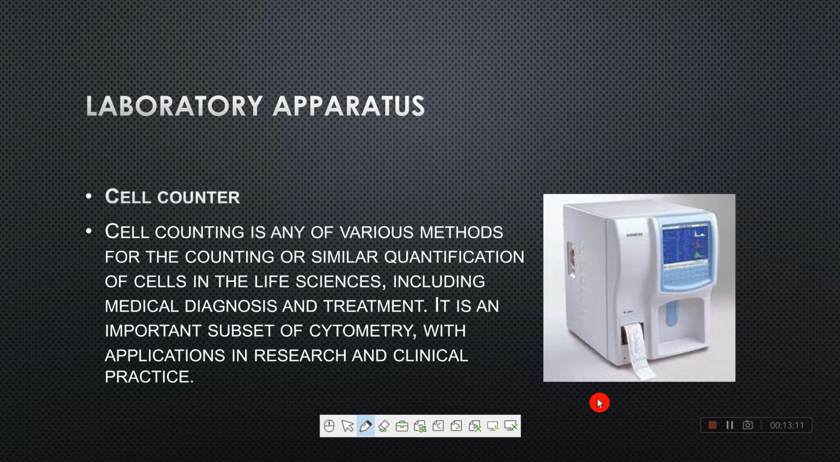Moving on, next is the cell counter. A cell counter is generally used in the hematology laboratory for counting the different types of cells inside the blood, such as the RBCs, WBCs, the different types of WBCs for giving the DLC, and the platelet count. Alright, so it is an important subset of cytometry with applications in research and clinical practice. So this is a cell counter which works on the electrical impedance principle and counts the cells of the blood.